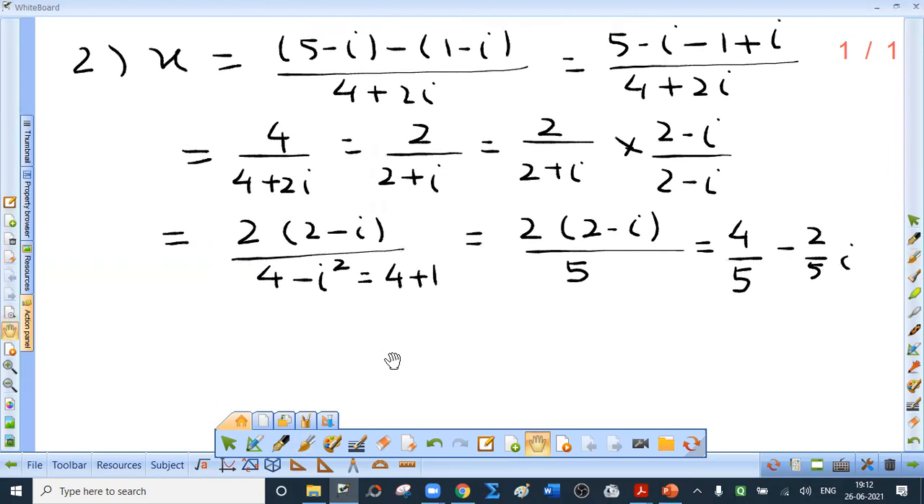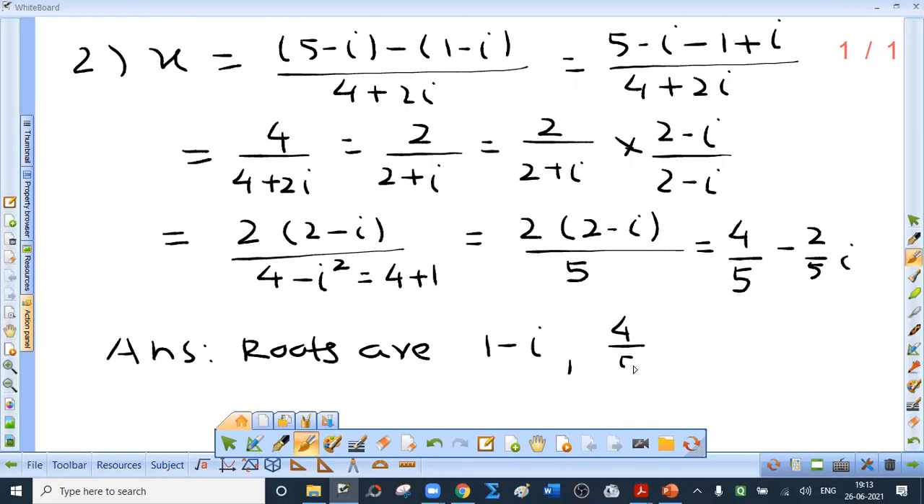So last step, I will say answer. Roots are 1 minus i and 4 upon 5 minus 2 upon 5 i. How to verify the answer? See whether these values satisfy the equation or not. At least you can verify for the first. Okay. So that's it for today.